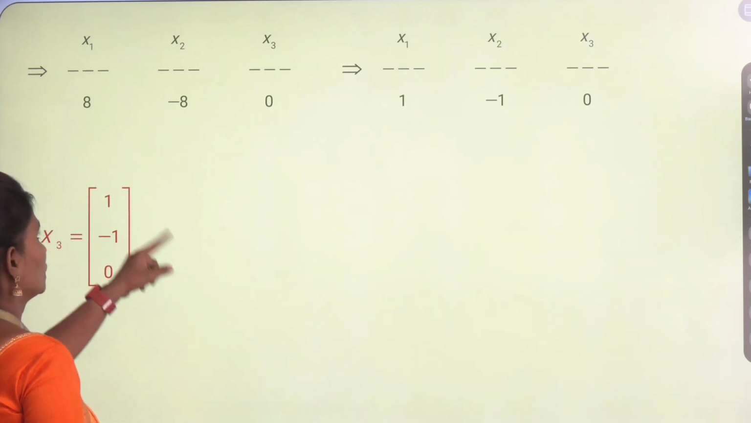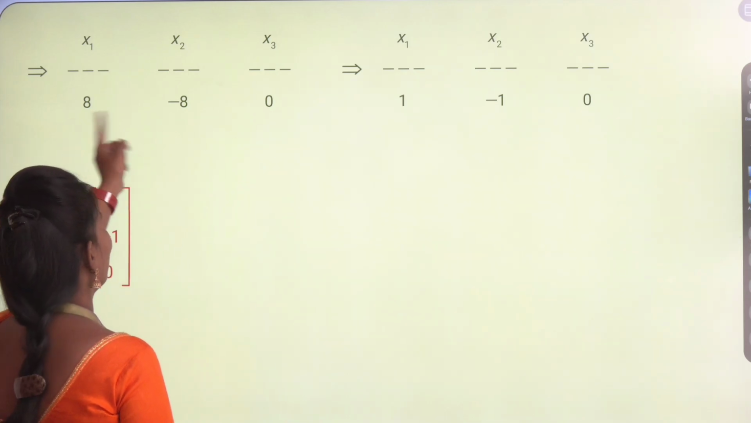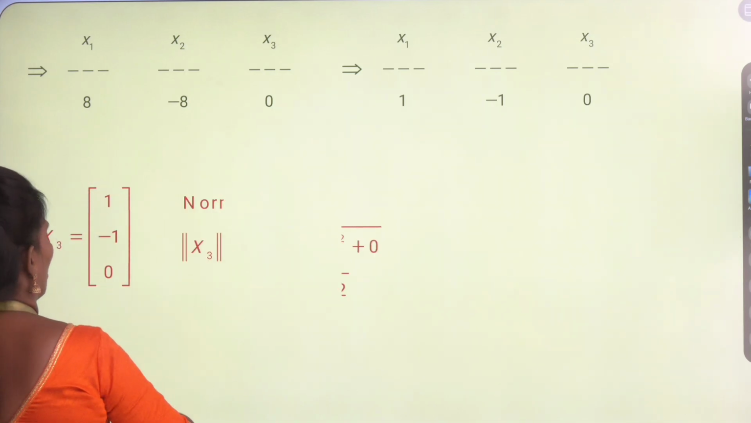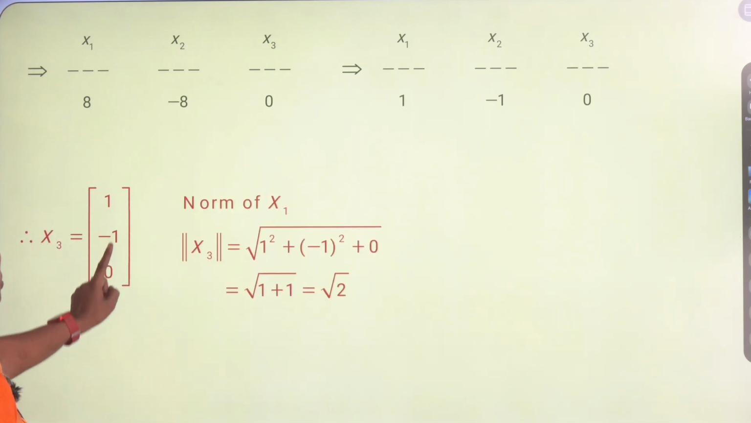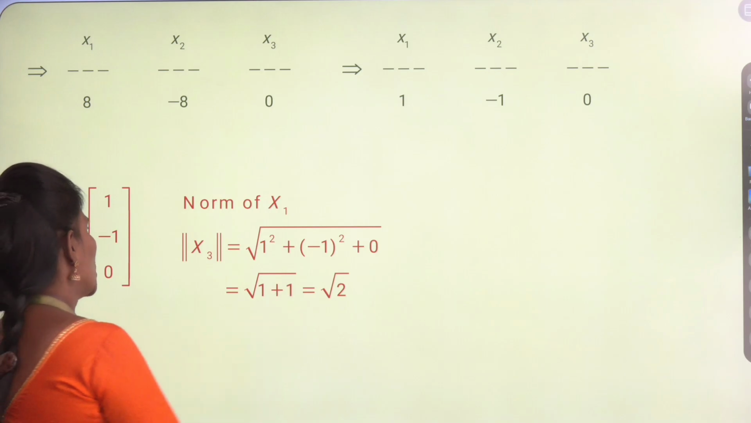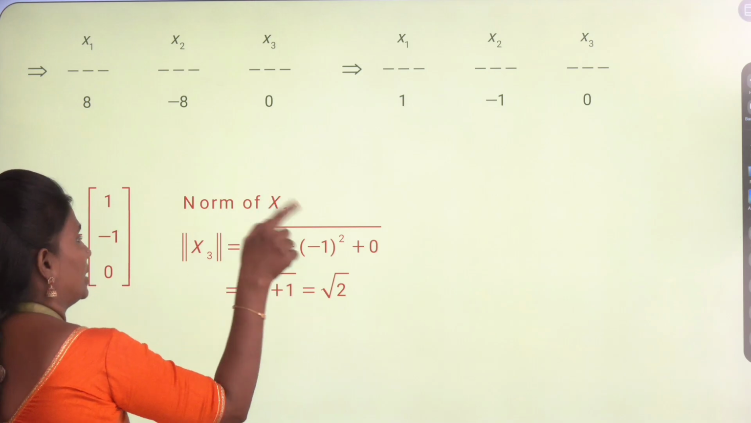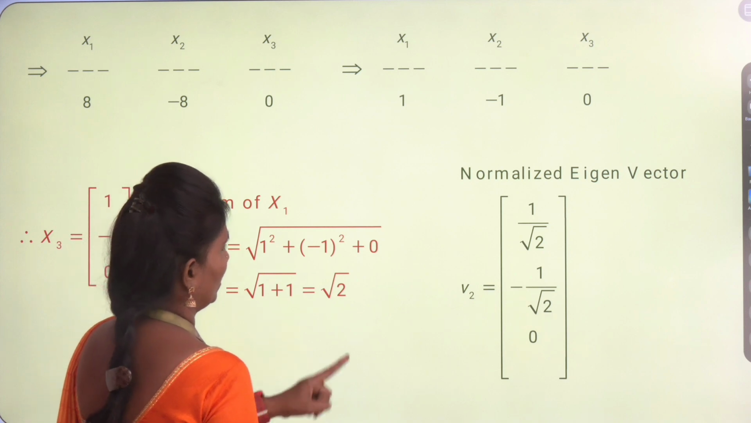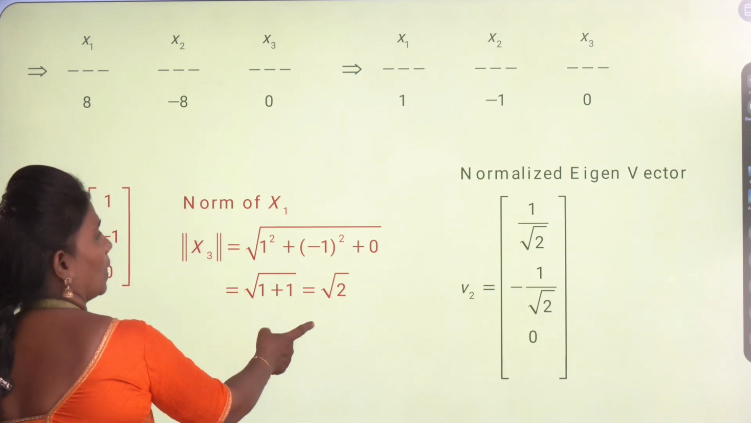8, minus 8, 0 divided by 8, you're going to get 1, minus 1, 0. So 1, minus 1, 0. What is the norm of this? The norm is nothing but root of 1 squared plus minus 1 squared plus 0, which is root 2. So divided by root 2, you're going to get v3. That is the normalized vector v3 here. v3, not v2. So okay, that's fine. See here.